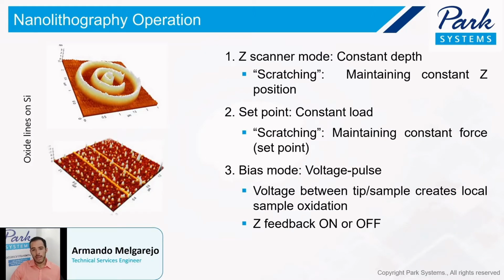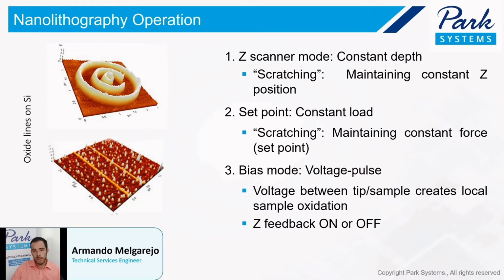But in SmartLitho, we're going to classify our operation into three processes. The first one is called C-scanner mode, which depends on maintaining a constant depth or constant height. This is very useful for nanomanipulation. We also have set point, where the main difference from the first one is that you control the amount of force you're applying to the sample. And the last one is bias mode, which depends on the amount of voltage you're applying to create the oxide patterns. If you look above me on your left side, you will see some examples of anodic oxidation of a silicon wafer.